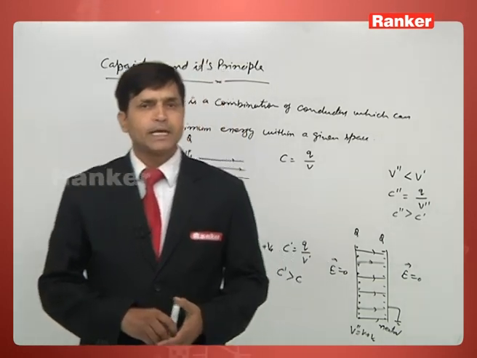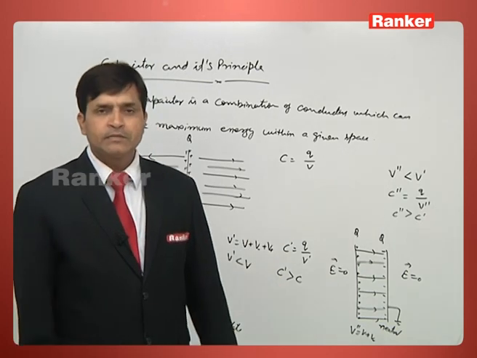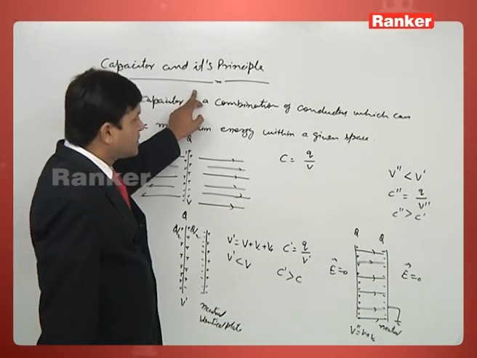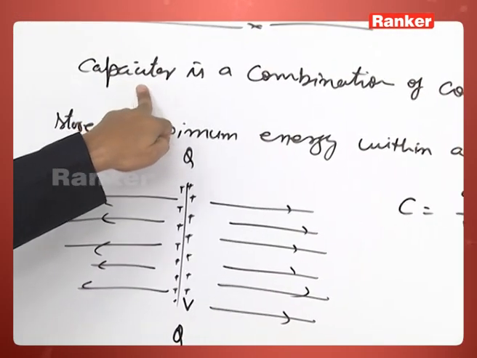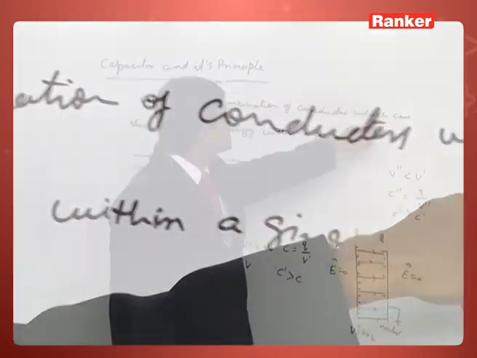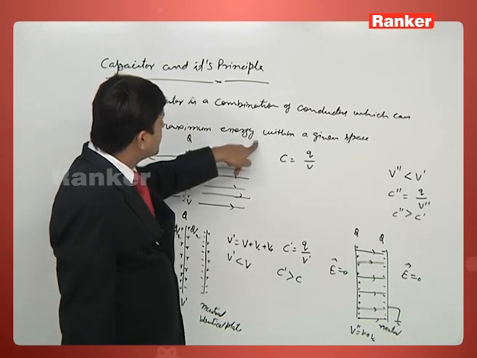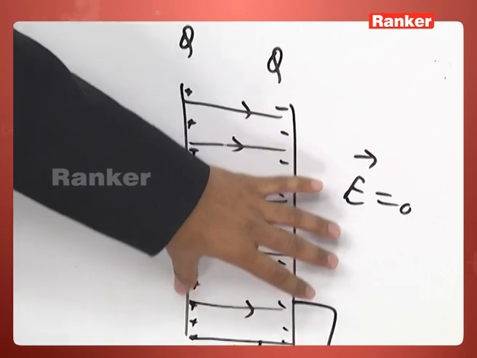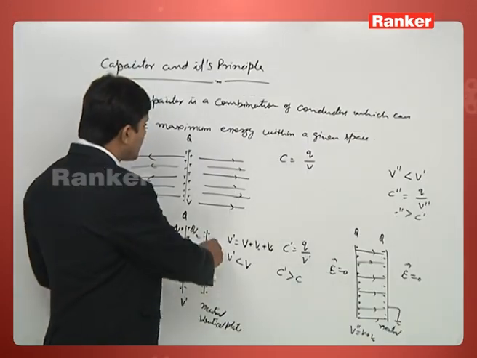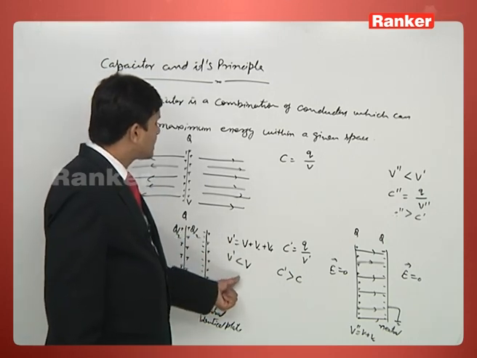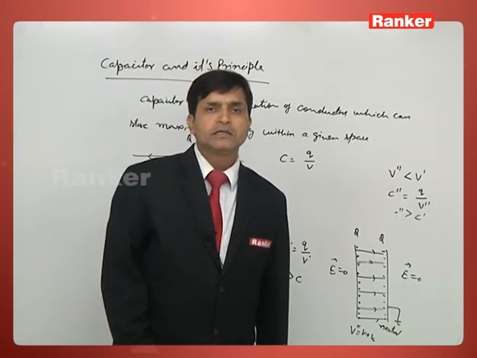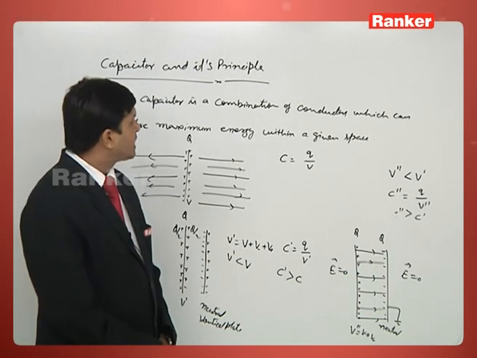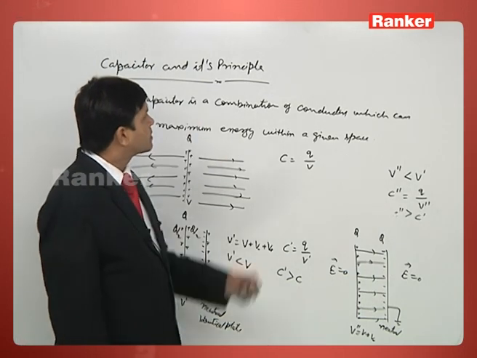So both our purposes are solved. We can increase the capacity, or have more energy in this process, and the electric field will be within a certain space. This is the concept of making a capacitor. According to the definition, a capacitor is a combination of conductors which can store maximum energy within a given space. Our space is between the two plates. Whatever energy is stored is stored between the two plates of the capacitor, and no energy outside it, so there are no hazards and no disadvantage. This type of device is called a capacitor. This is the basic principle of making a capacitor, and it can be made from a certain combination of conductors.